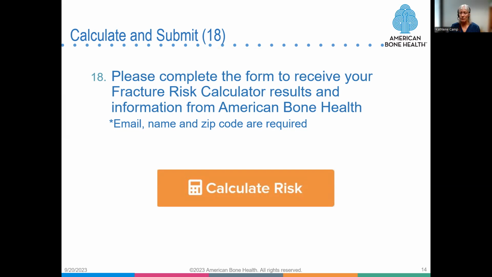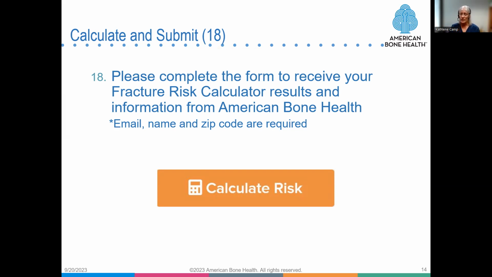A graph will then appear showing your 10-year risk of any fracture. You will also receive in your email a PDF report with your results, and you can immediately download the results by clicking the button, Download your PDF report.